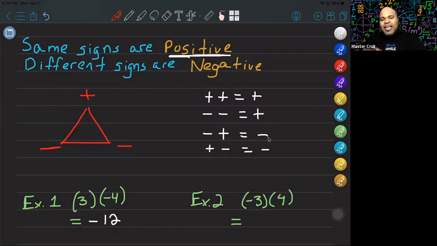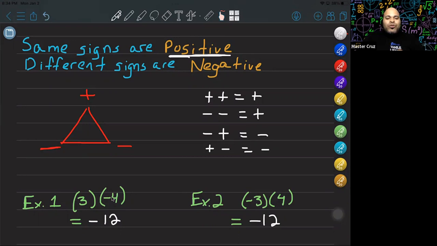So let's look at example 2. It says negative 3 times 4. Well, multiplication is commutative. The order does not matter, right? Still 12, but then the 3 is negative. They're different signs, so it's going to be negative 12. Notice that this is different from addition and subtraction. It does not matter which one is the bigger number.